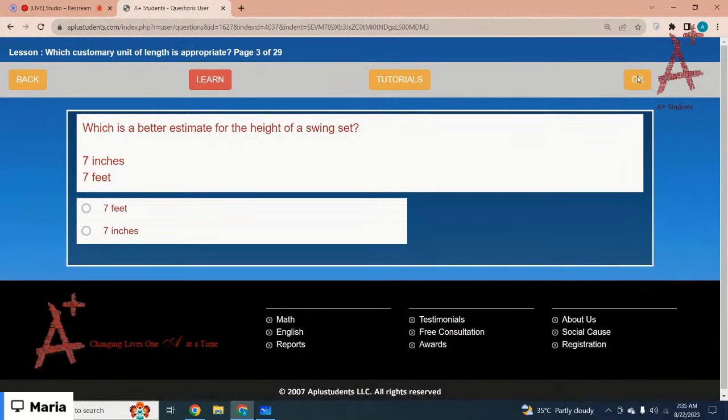Okay, which is a better estimate for the height of a swing set? 7 inches or 7 feet, which is the correct option? That is just a swing set, right? So it would be 7 feet.